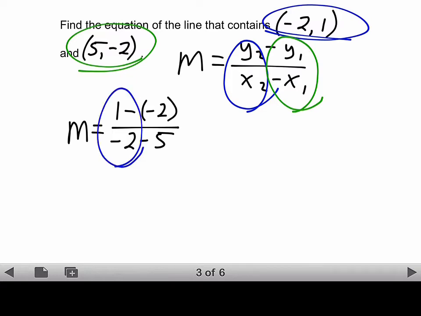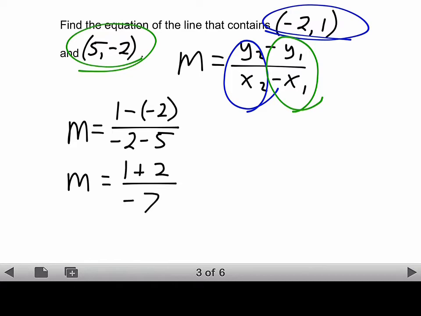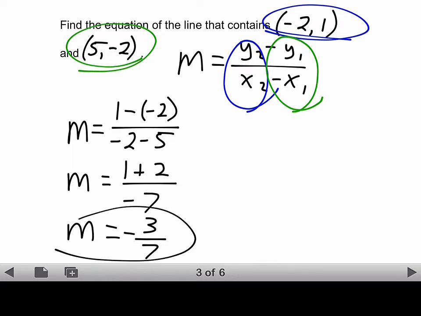They were the first terms in the numerator and denominator, and 5, negative 2 as the second terms in the numerator and denominator. Simplifying gives m equals 1 plus 2 divided by negative 7, and so our slope is negative 3/7. Now we have a slope. We need to use a point. We can use either negative 2, 1 or 5, negative 2. I'm going to go with negative 2, 1 in this case.